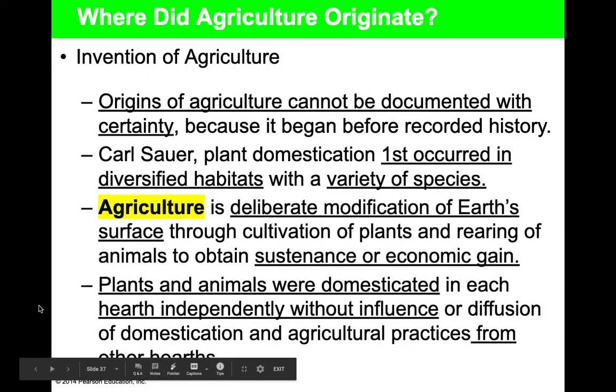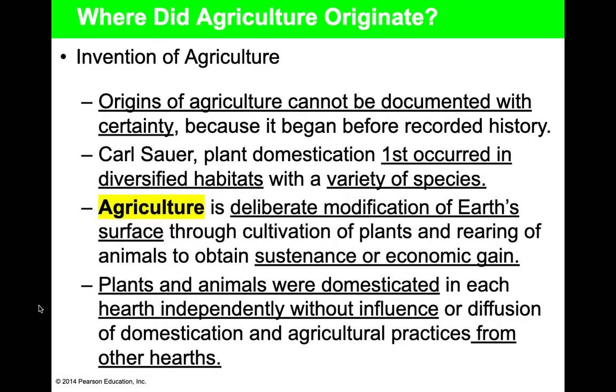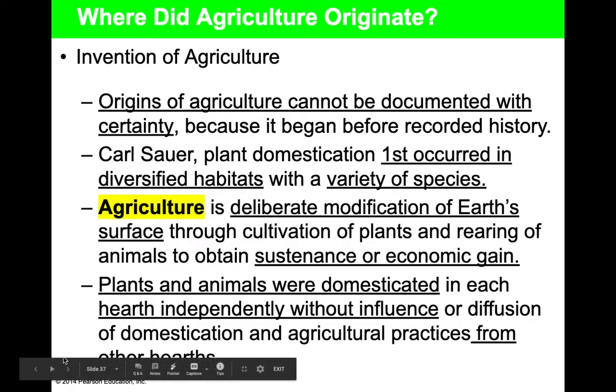Again, it can't be documented with certainty. Not all historians or anthropologists agree on the location. One thing they do agree is that plants and animals were domesticated in hearths independently without influence. So agriculture originated in multiple hearths around the world, not just one. And we know it was for subsistence and not for economic gain.